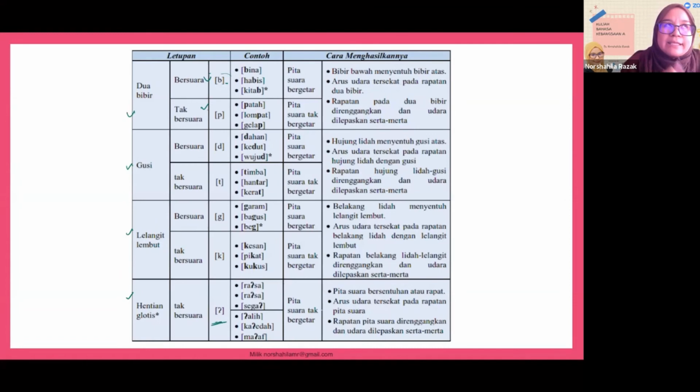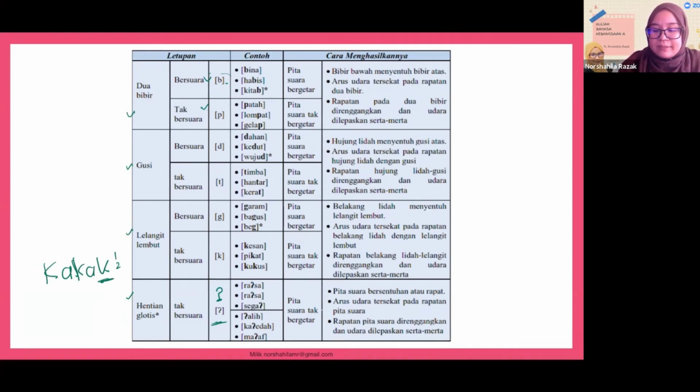Hentian glotis is normally found in a word like kakak. When we pronounce the K at the back, we don't fully pronounce the K. We don't pronounce it like kakak, we pronounce it like half K. The International Phonetic Association takes a symbol like this for the glottal stop. The sound is half K. Normally it does not come out in your exam; I just wanted you to know.